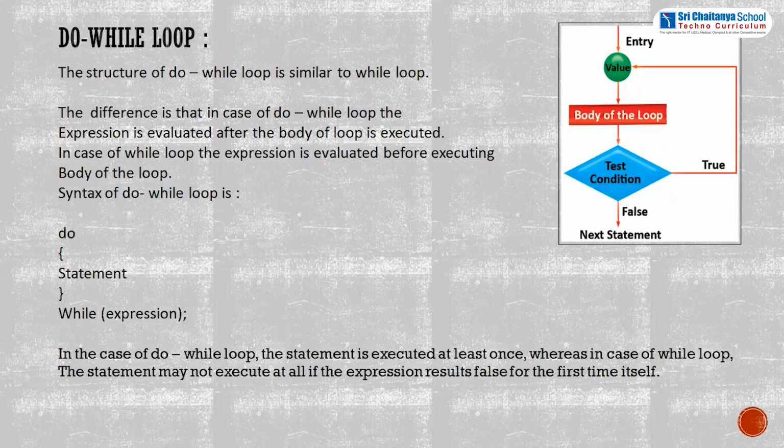In the case of the do while loop, the statement inside the loop is executed at least once even if the condition is false. Whereas in the case of the while loop, the statement may not be executed if the expression, that is the condition, becomes false the first time itself. These are the major differences between your while loop and your do while loop.